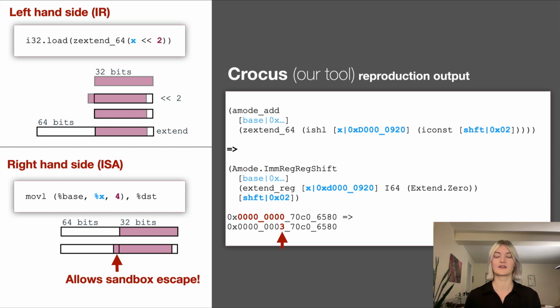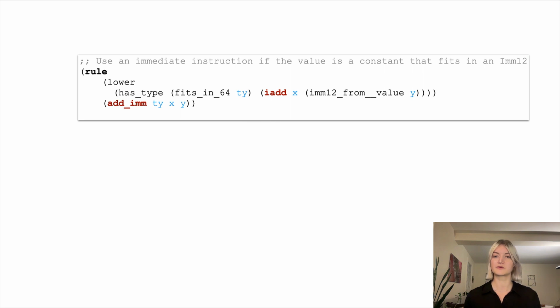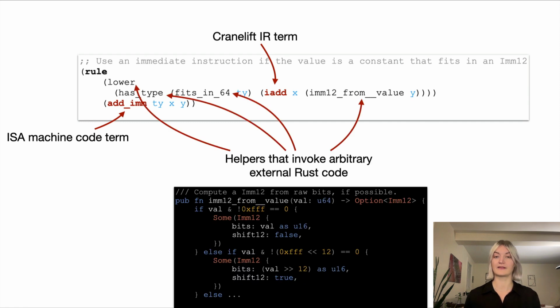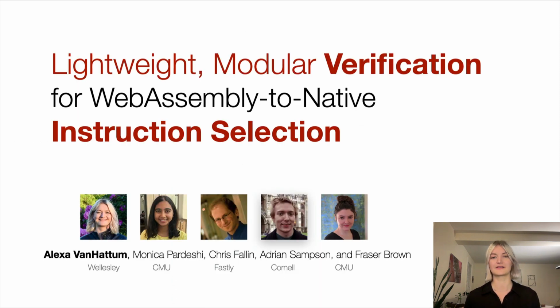To reason about these rules, our tool needs to cross the semantic gap between the compiler's IR, the ISA, and the fact that the compiler supports arbitrary helpers. To learn more about how we do this, please see our paper and the corresponding talk.